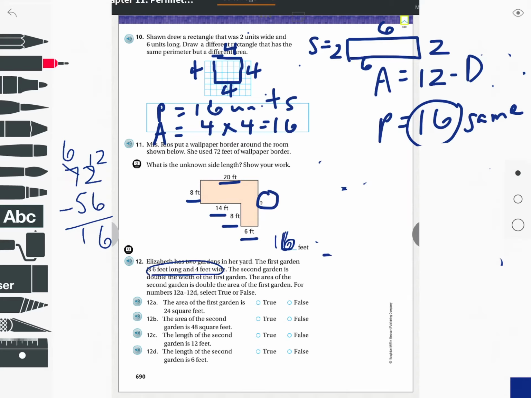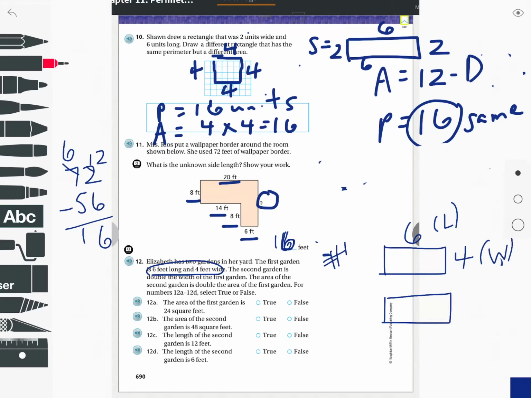First of all, I need to draw my gardens. So my first garden, here it is. Okay, this is number 1. It is 6 feet long, right? And 4 feet wide. The second garden, so the 6 is the length. I'll put L for length, and the 4 is the width. Okay, this is number 2.